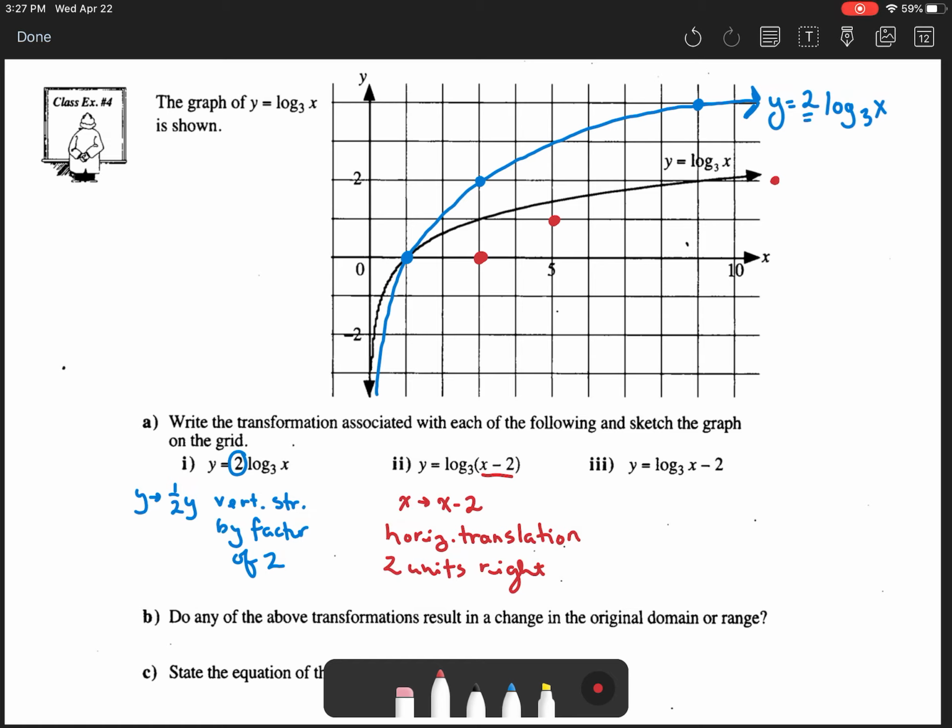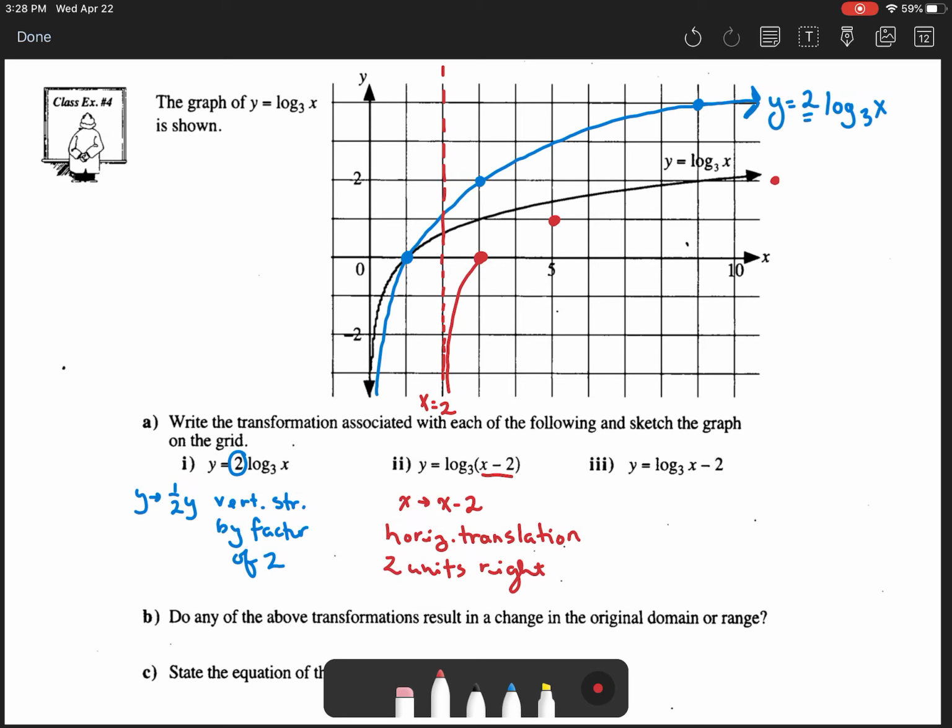Okay, and again, just pick up as many points as you can see on the graph and move them 2 units to the right. Now, the other thing is that, remember, I had a vertical asymptote on the original graph at x is equal to 0, which is the y-axis. That also gets moved 2 units to the right.